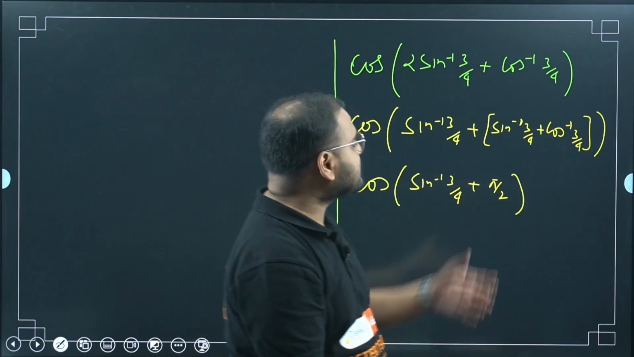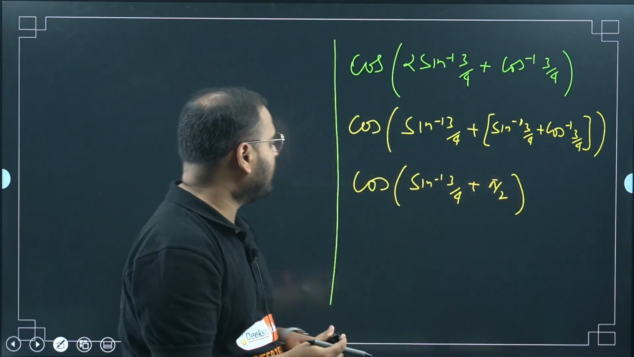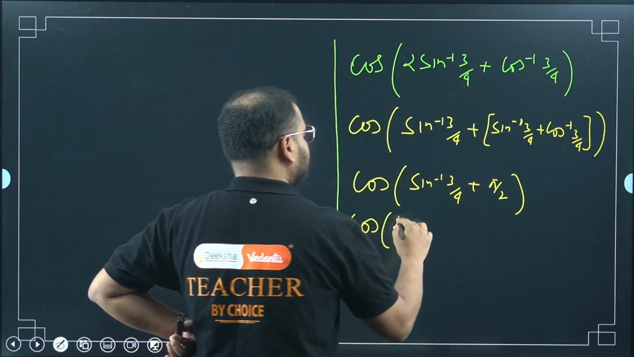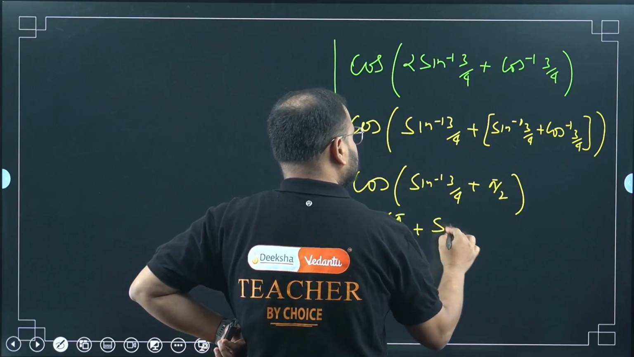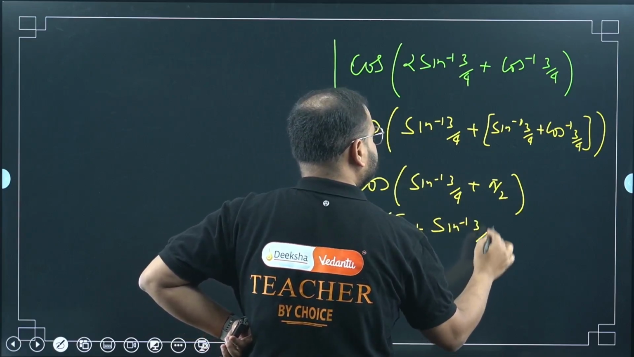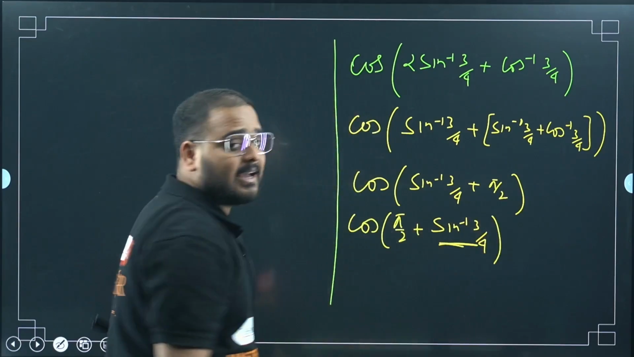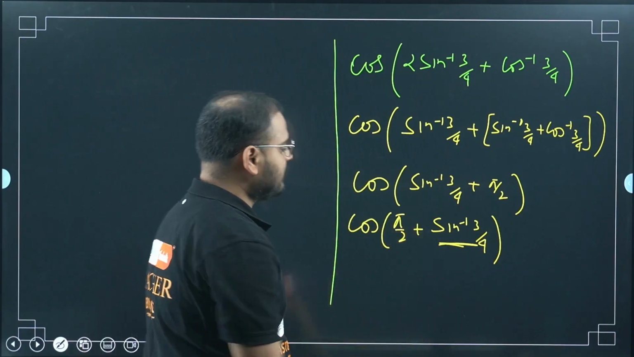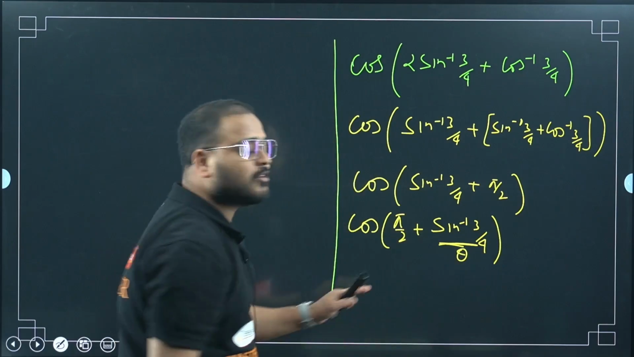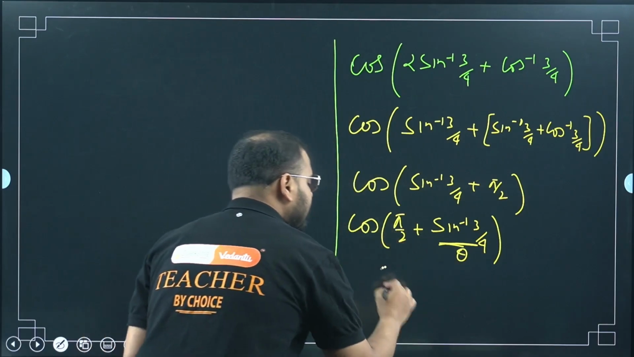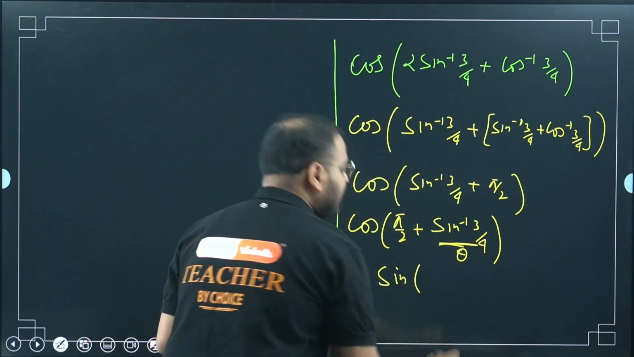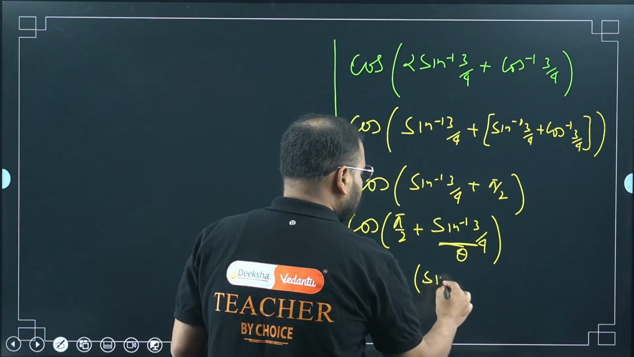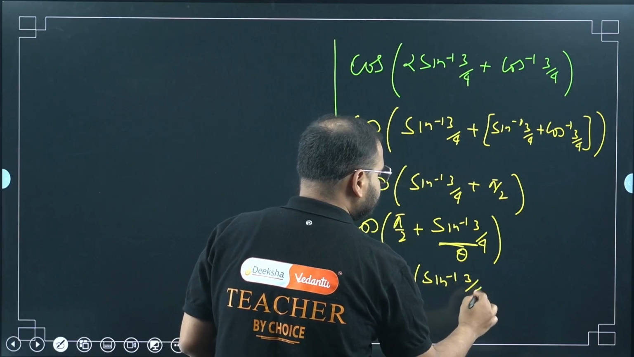The result of an inverse trigonometric function is what? An angle only, no? So pi by 2. Now I can rewrite this as cos of pi by 2 plus sin inverse of 3 by 4. Understand what this value is? That's an angle. Sin inverse of anything is an angle only. Now cos of 90 plus theta. If this is, let's say, theta, what is cos of 90 plus theta? It's going to be sin theta, right? What is theta here? Sin inverse of 3 by 4.